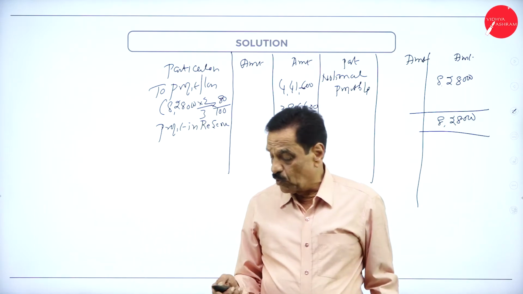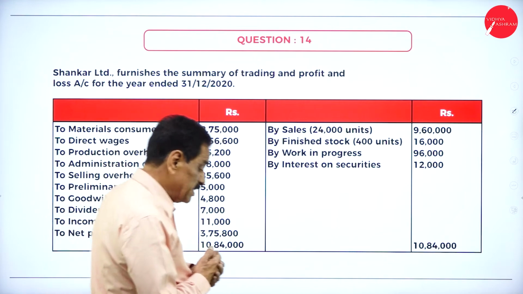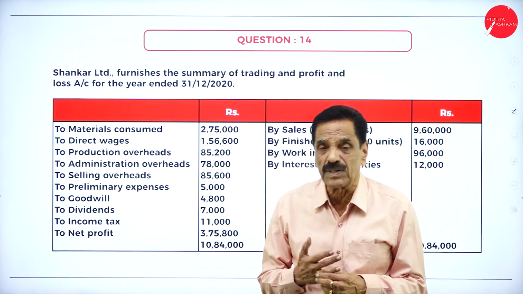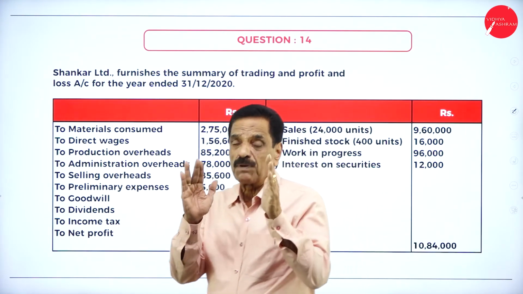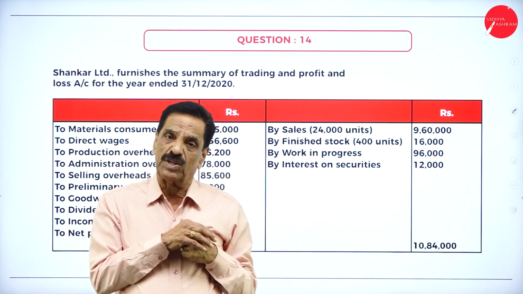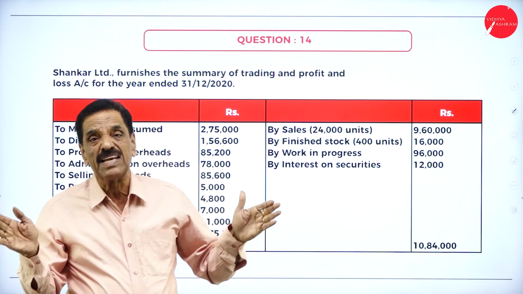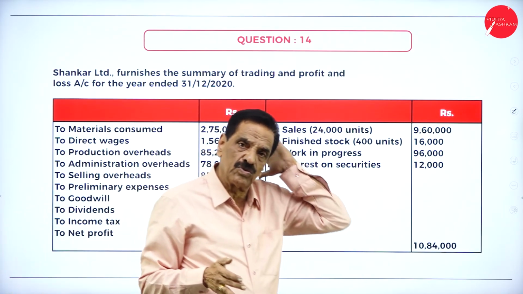Last problem. You'll move on to the last problem. So this is the reconciliation problem. Now reconciliation statement. Profit as per the cost book, profit as per the financial book. If there is any difference, we have to make the reconciliation that we are going to do now.